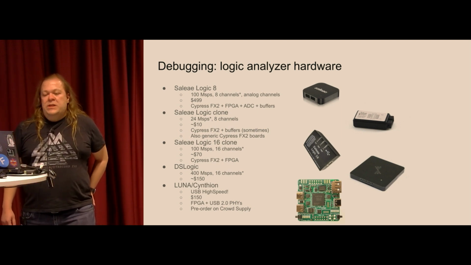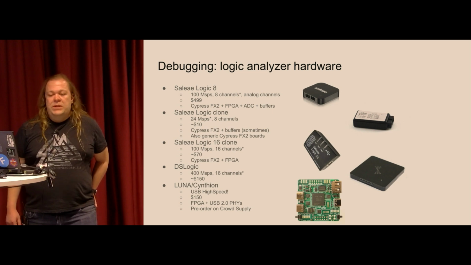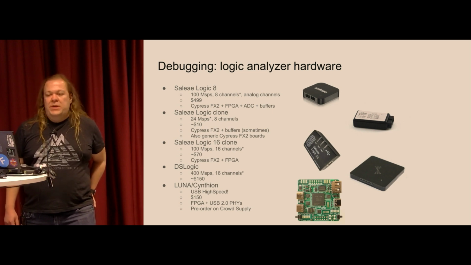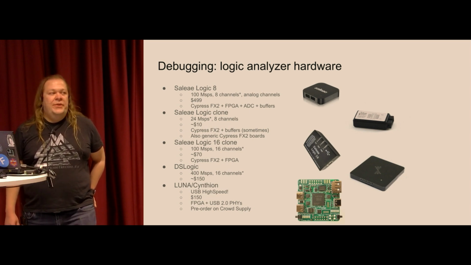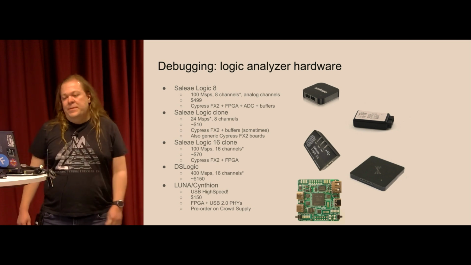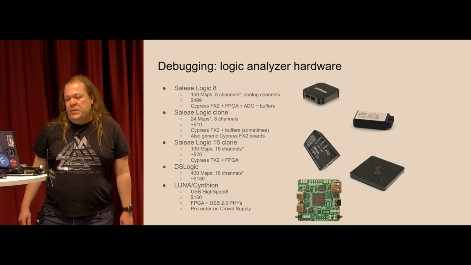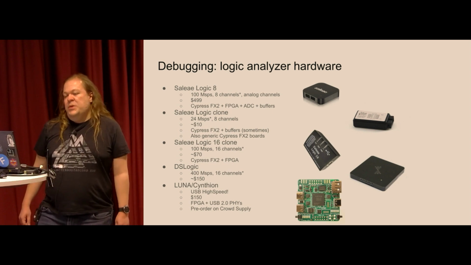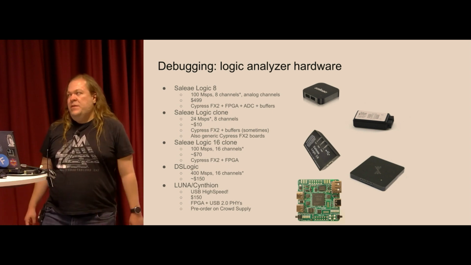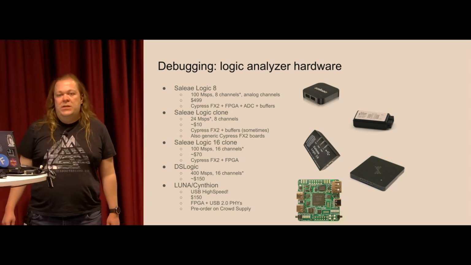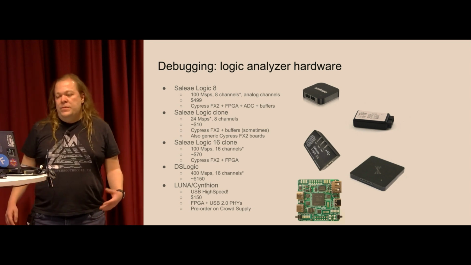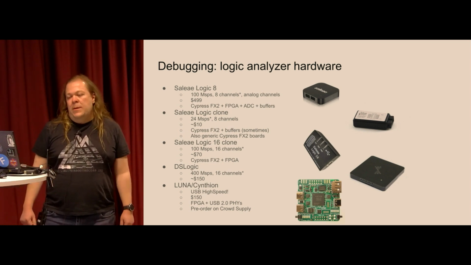Then we have the Logic 16 clone, which is capable of 100 MSPS, costs a little bit more, and it has also 16 channels, which are also a bit fake because you cannot use all 16 at this speed. But still, you can use at least 3 at this speed for sure, and the idea is pretty much the same. You have the Cypress FX2 plus FPGA to handle different number of channels at different speeds.